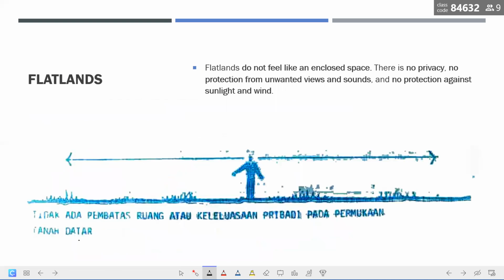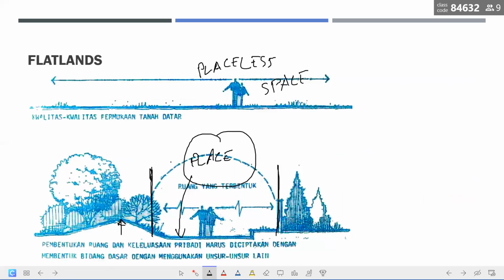Because flatlands are open, they don't feel like an enclosed space. There is no privacy. There is no protection from unwanted views and sounds. And of course, no protection against sunlight and wind. If you compare it to the illustration down here, there is a certain degree of protection from wind. Maybe a certain amount of protection from unwanted sun exposure through the introduction of shading and others.